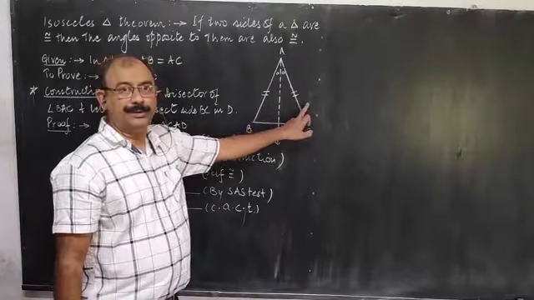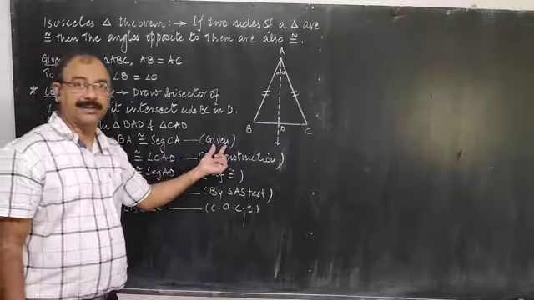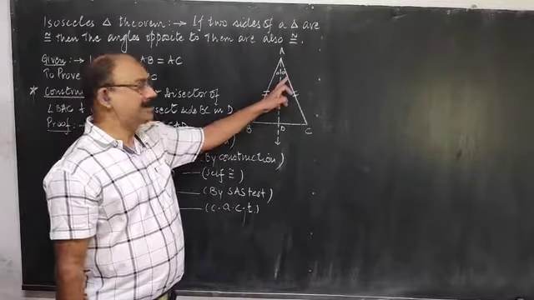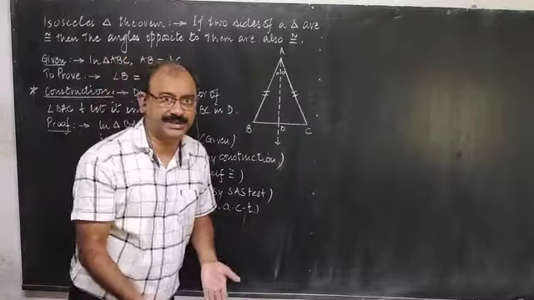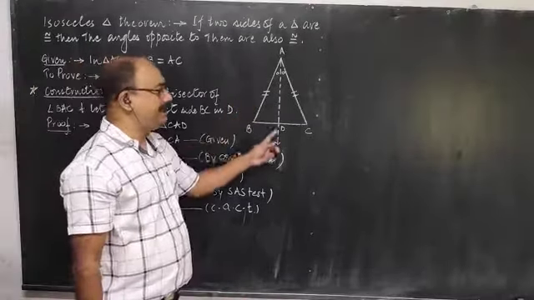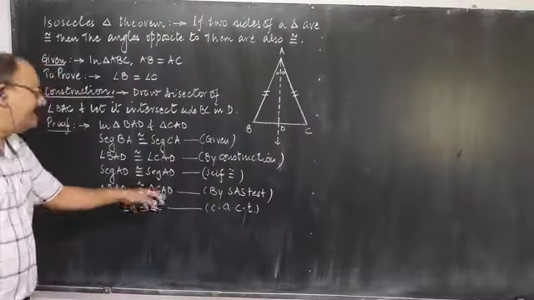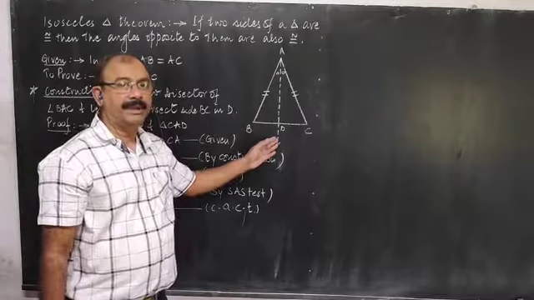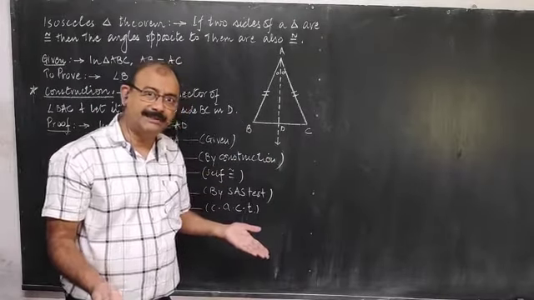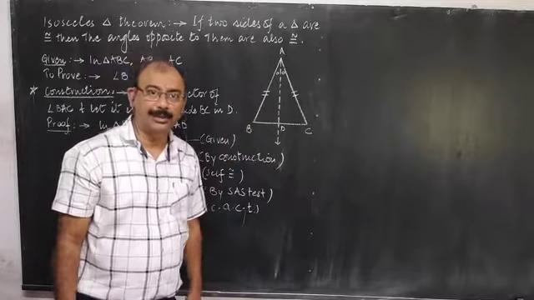BA is congruent to CA, that is given. We have written: segment BA is congruent to segment CA, given. This angle is congruent to this angle. We have done a construction, the bisector we have drawn. Angle BAD is equal to angle CAD by construction. And AD is equal to AD. Every segment is congruent to itself. And therefore, you will find that these two triangles are now congruent.